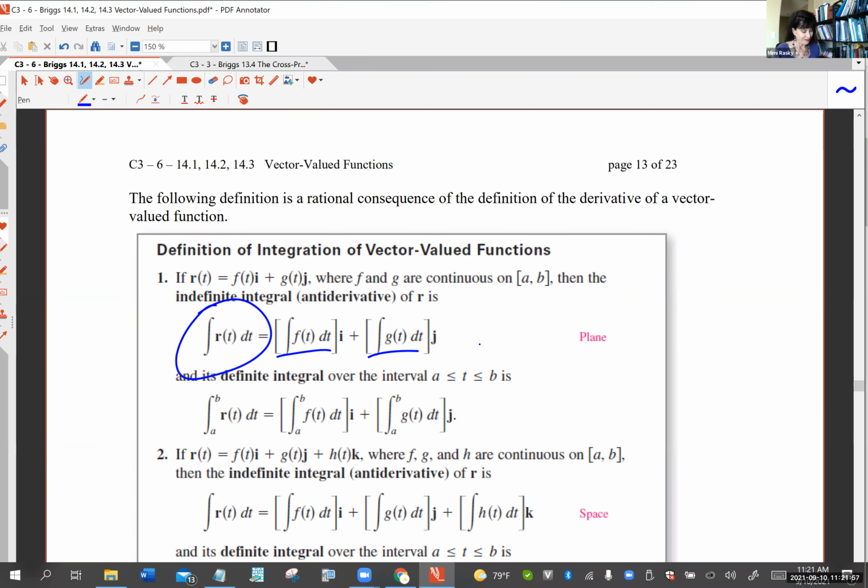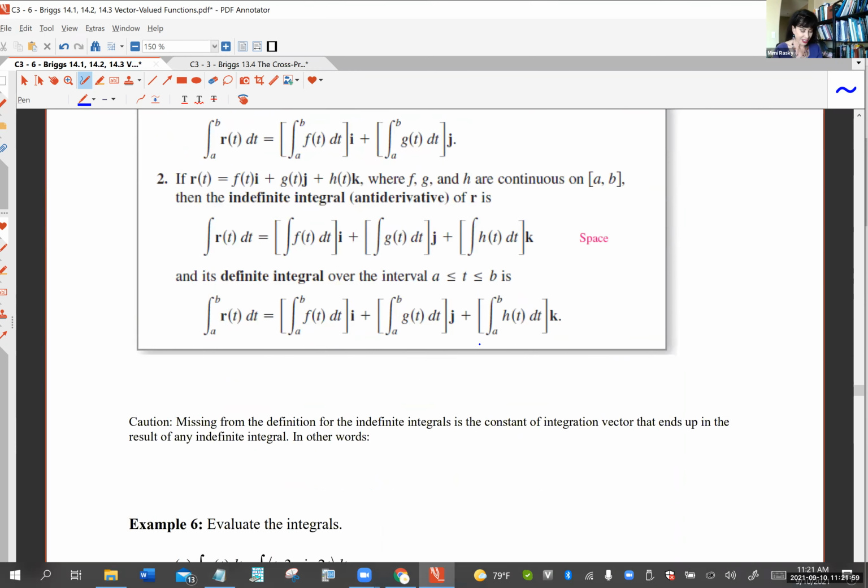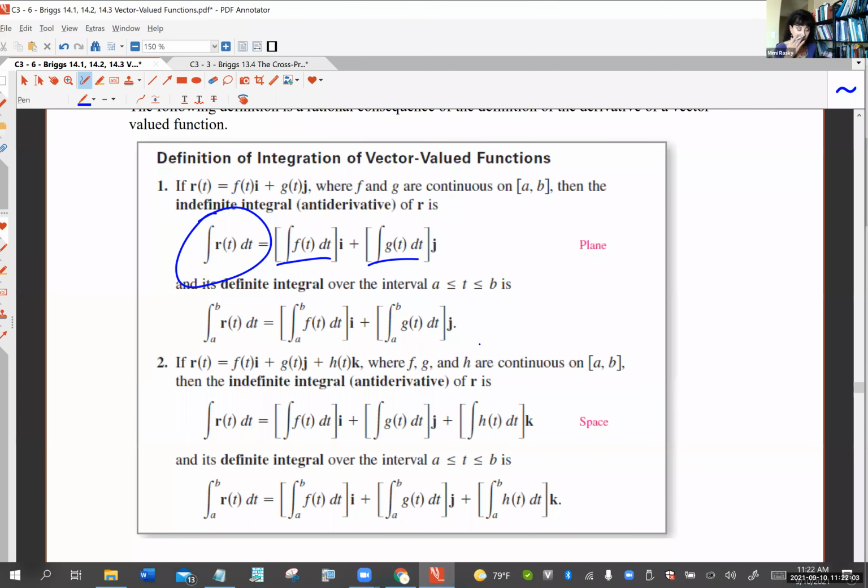Okay? Is that all? Well, there's a little bit extra there. What's missing from this definition? Do you guys remember when you took an indefinite integral?